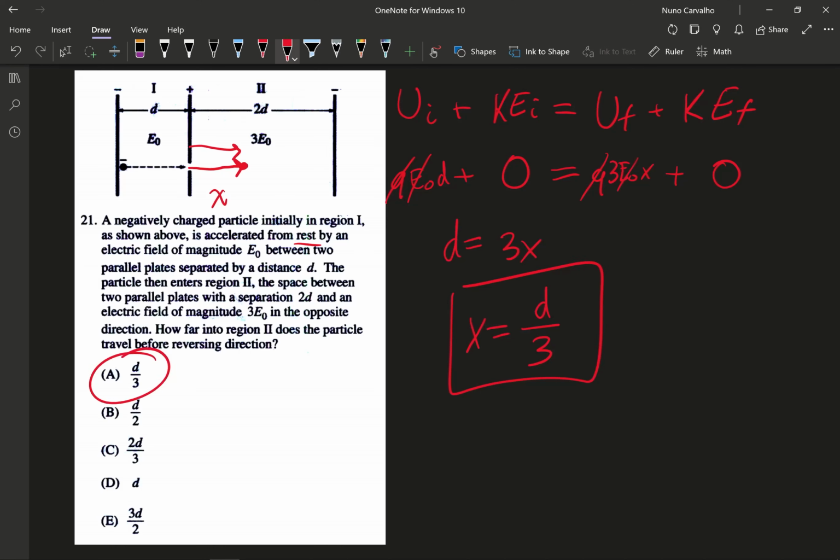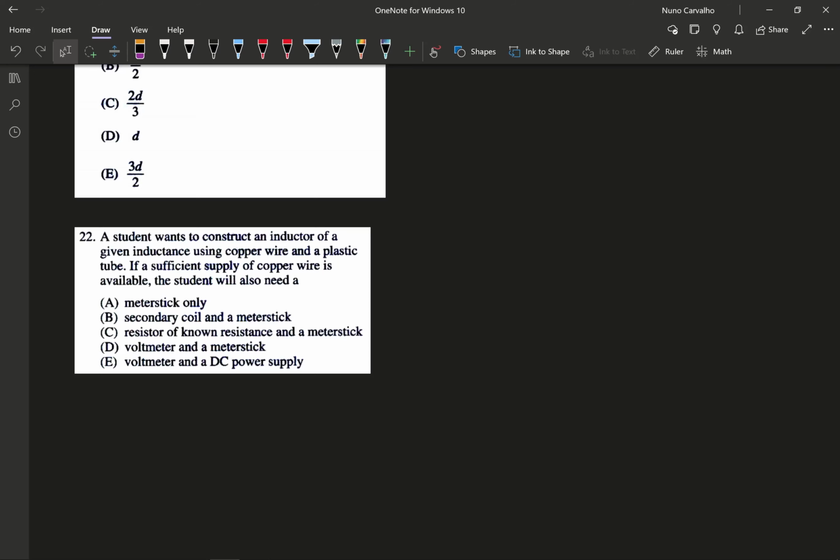And if you just think about it, that sort of makes sense. We are increasing the electric field by a factor of 3, and so it makes sense that the distance is going to be a third of that. Number 22 was the second most missed question on this exam. So let's be careful here.